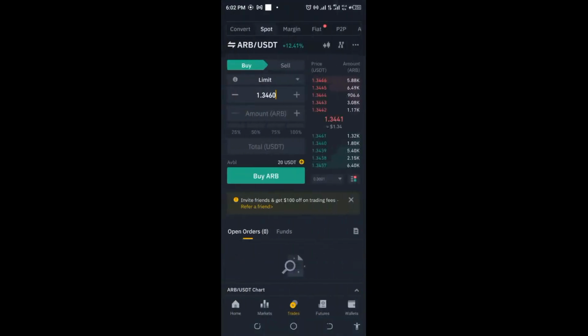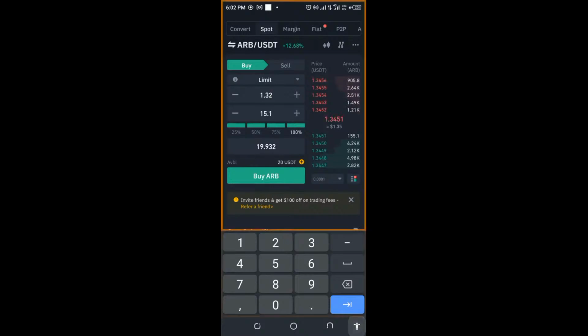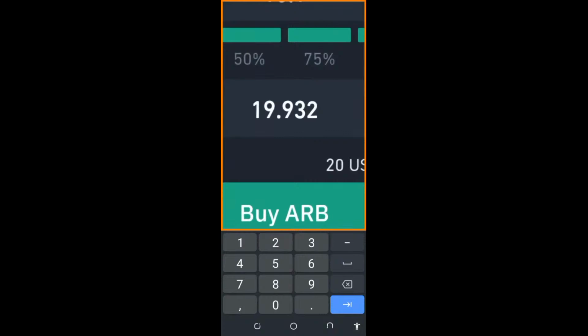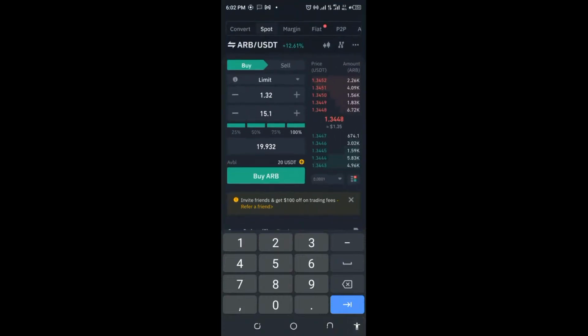Let's do a quick simulation. Currently the price is at 1.34. I'm going to take this down to 3.2, and then I would pick up the entire 100. Well, it's not picking up everything though. It's just picking up 19.93, but that's fine. So we're just going to do this and copy what we have here, and then go ahead and click on our sell and put a sell limit.